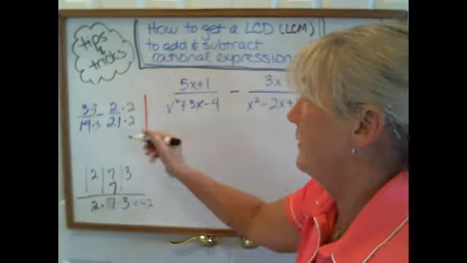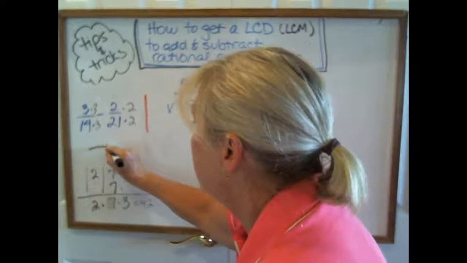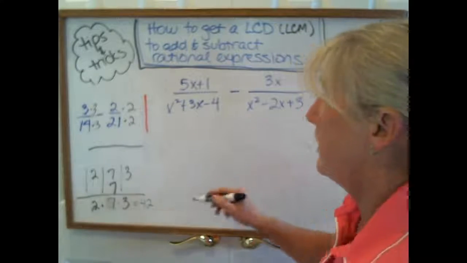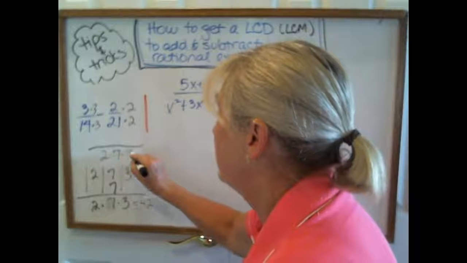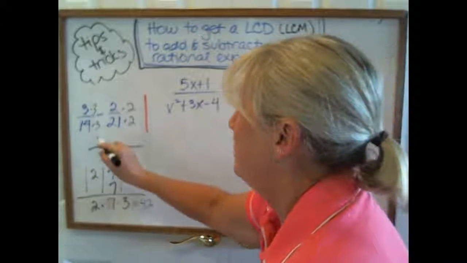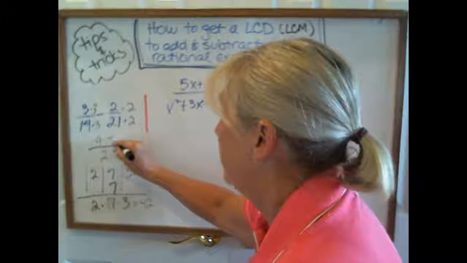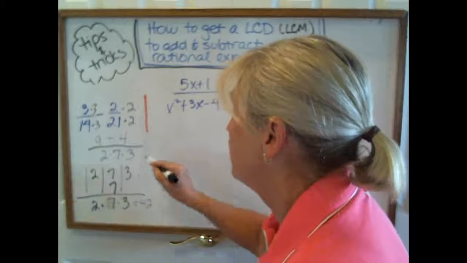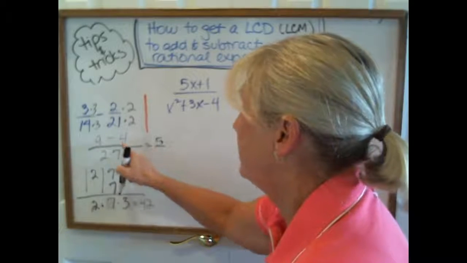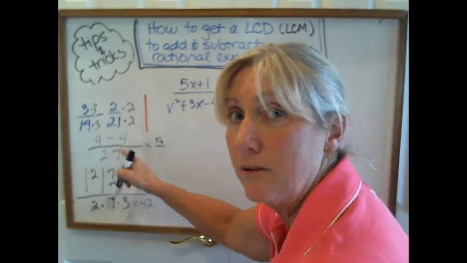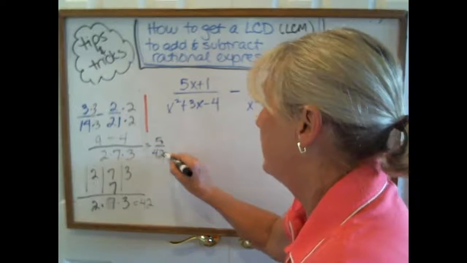To get this whole thing, I'm going to have the denominator, and just like over here, I'm going to write it in factors: 2 times 7 times 3. And the numerator would be 9, which is 3 times 3, minus 4. So that would equal 5. Since there are no common factors, we can't reduce that. So it would be just 5 over 42.